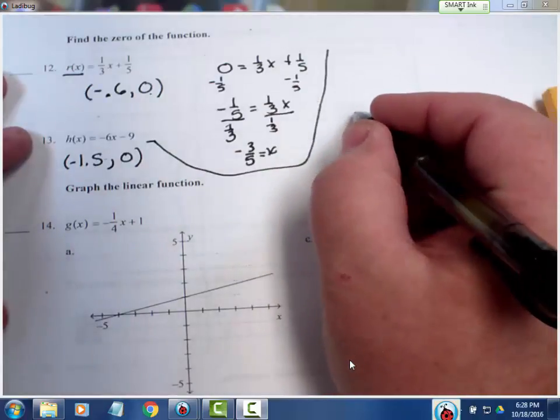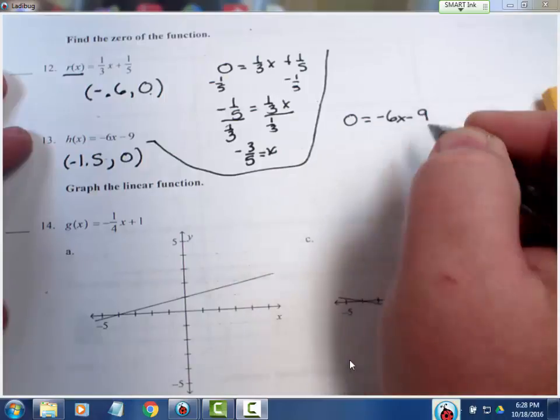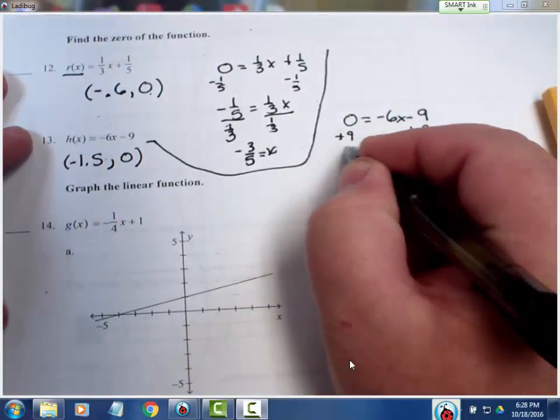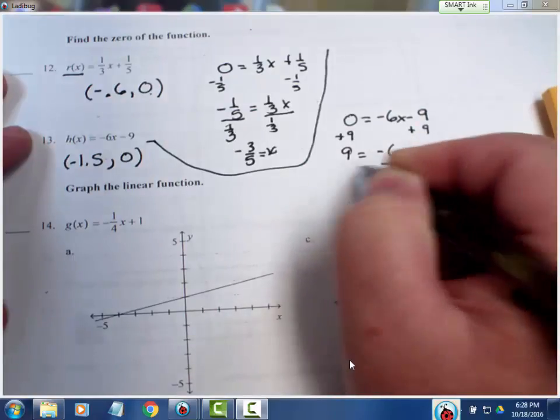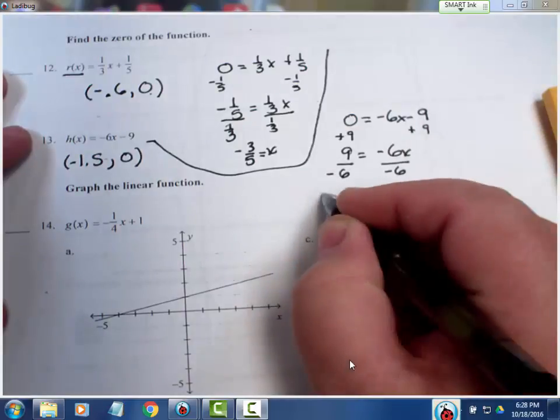Or you can do 0 equals -6x minus 9. Add the 9 to both sides. So 9 equals -6x. Divide by -6. And we get -1.5.